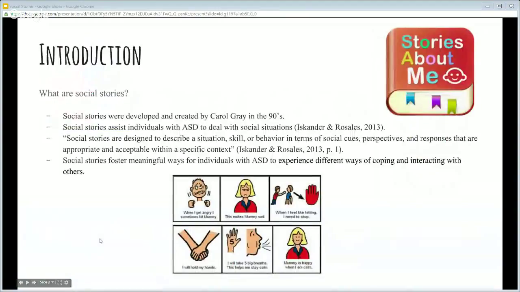So what are social stories? Well, they were developed and created by Carol Gray in the 1990s. They assist individuals with ASD, or autism spectrum disorders, to deal with social situations.